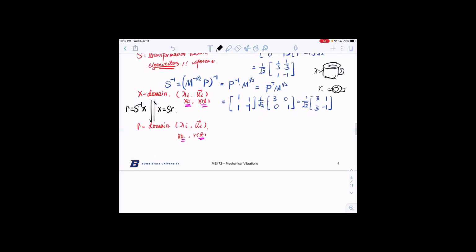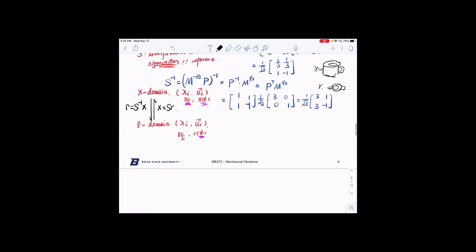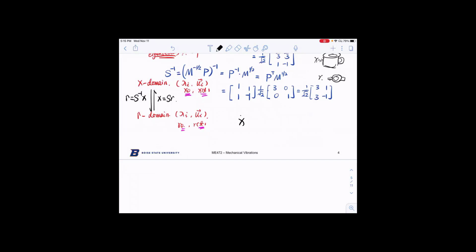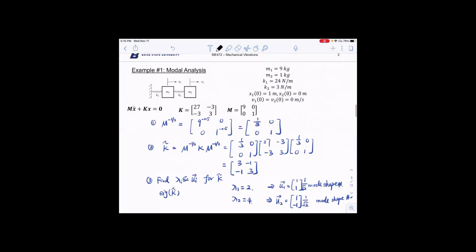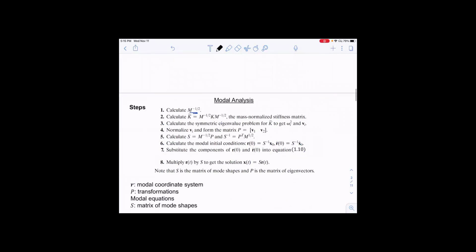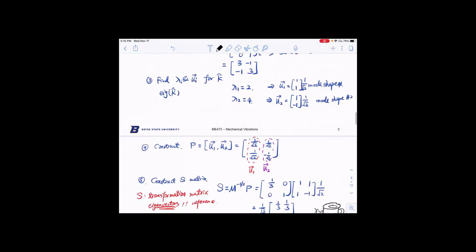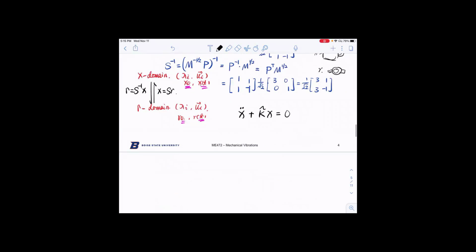So from X to R, your R is just S invert. So let's say previously you have your X dot plus K tilde times X equal to 0. Is that correct? No, I should put it a different way. Let's start from the very beginning.